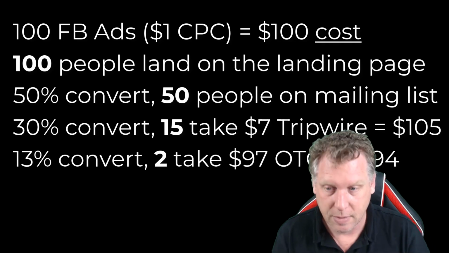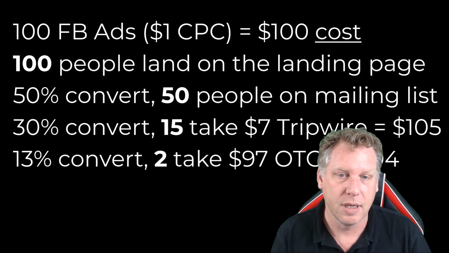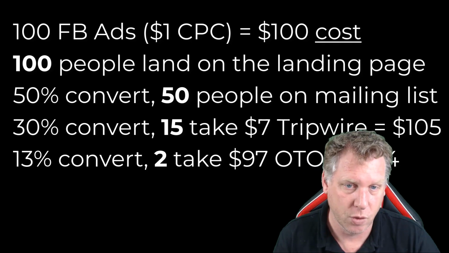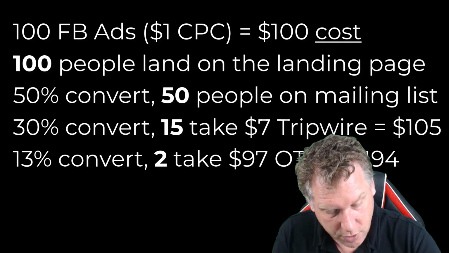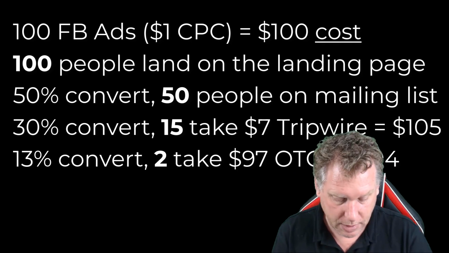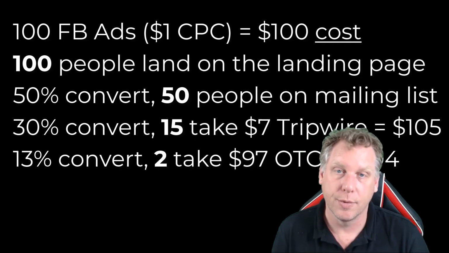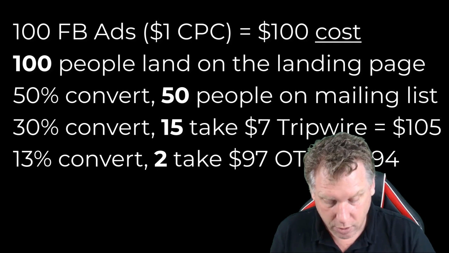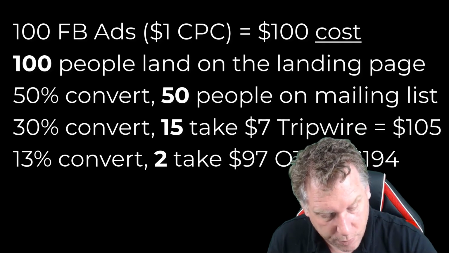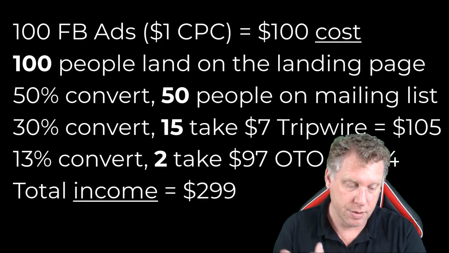What's that? Get me maths right. 2 out of the 15 is 13%. Very low. All right. So let's say 2. So 2 times 97 equals $194 for those 2 people. So we've now brought in $299, yeah, from the tripwires, from the one-time offer.